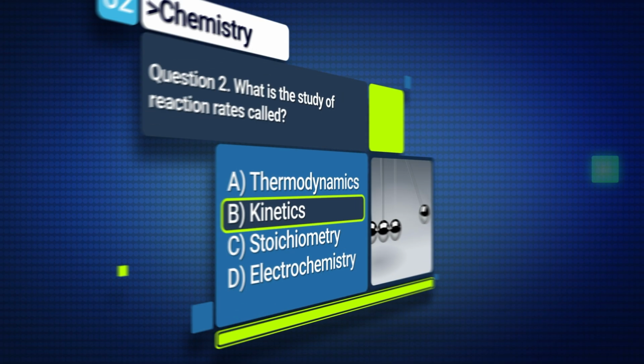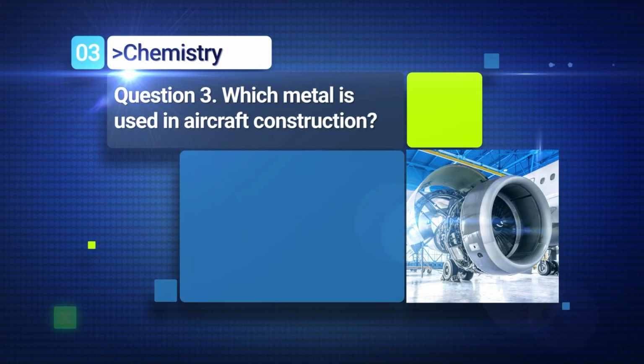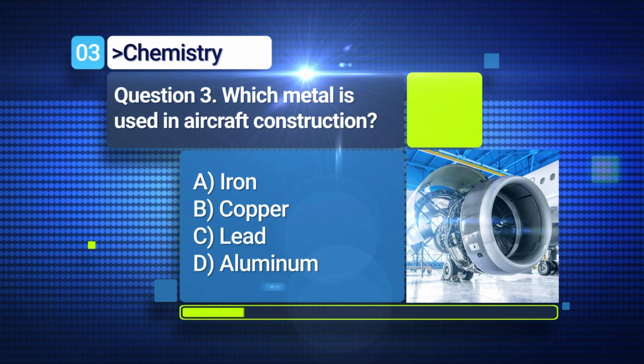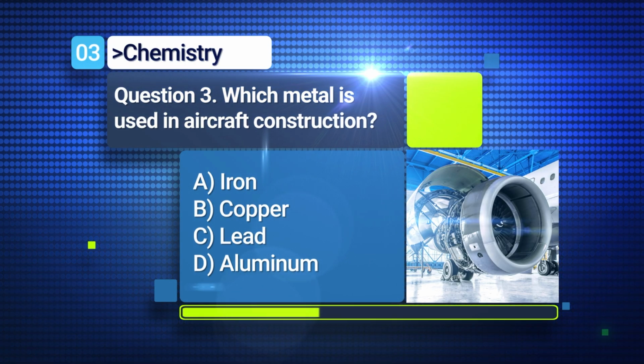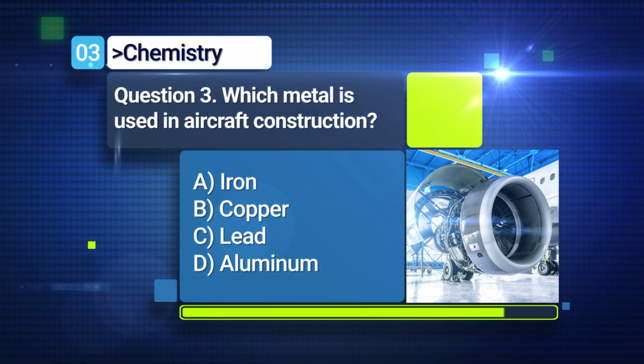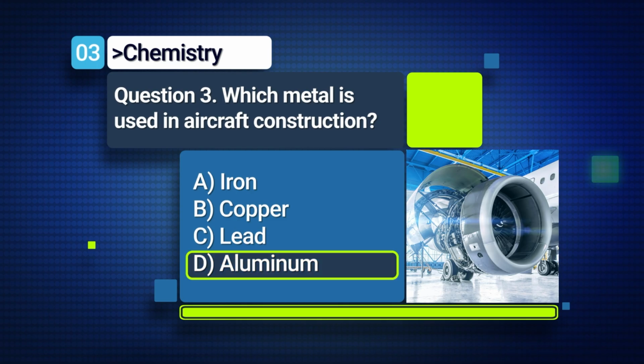Kinetics. Question 3. Which metal is used in aircraft construction? A. Iron. B. Copper. C. Lead. D. Aluminum. Answer: D.